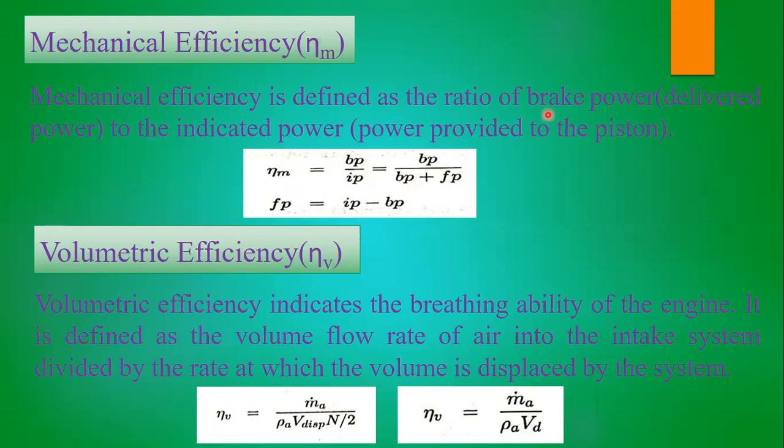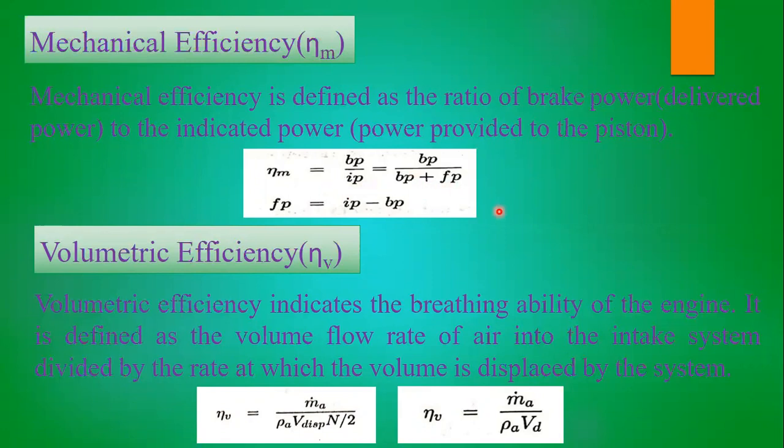In simple terms, to understand very easily, brake power is nothing but the power delivered to the crankshaft or engine. Indicated power means the power provided to the piston, whatever forces are there within the combustion gases. The ratio of these two will give us the mechanical efficiency. And we can calculate indicated power as brake power plus frictional power.